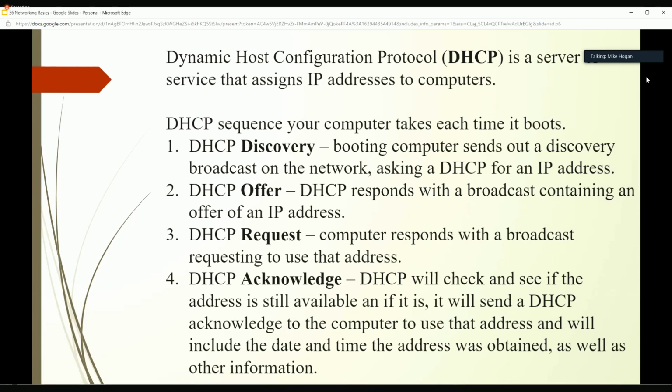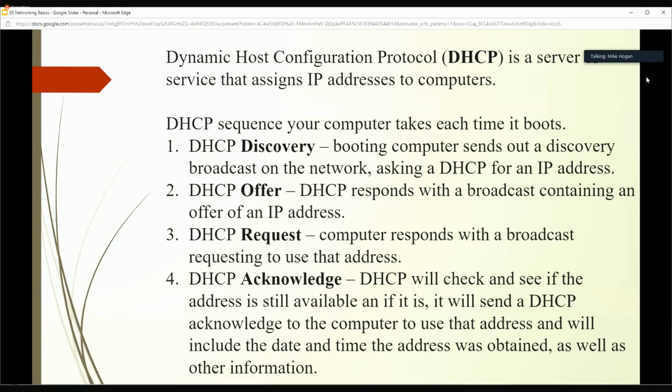we're going to do a process that's called DHCP. So this Dynamic Host Configuration Protocol, this DHCP server, we're going to utilize that to assign some of these IP addresses. So basically, this process, these four steps: if I have a DHCP server, and I assign a DHCP server to my network, when I boot up my machine, it goes through this process of discovery, offer, request, and acknowledge.